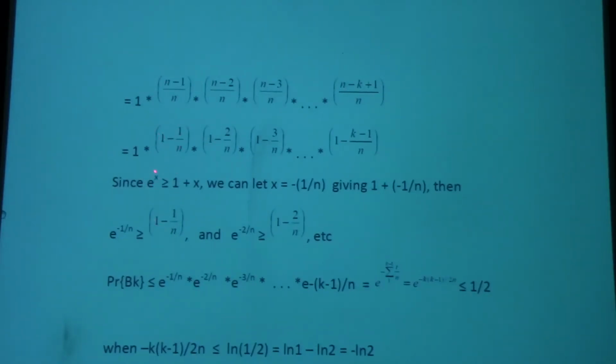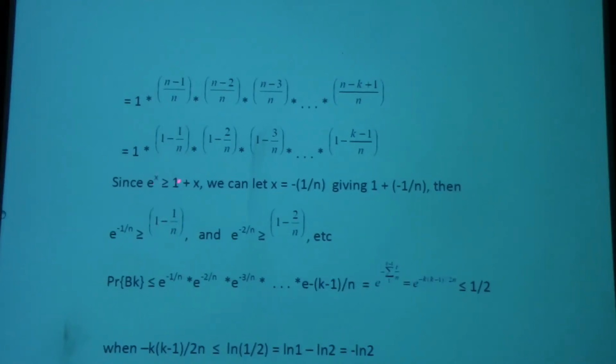We know that e to the x is greater than 1 plus x. So we can let x equal negative 1 over n, which gives us 1 plus negative 1 over n. So then we have e to the minus 1 over n, or e to the x, is going to be 1 minus 1 over n, and e to the minus 2 over n is going to be 1 minus 2 over n, etc. And so therefore the probability is going to be approximated, rather than multiplying these, which is very complicated because it gets a very large product. Now we have a product of these values which are going to be bigger.